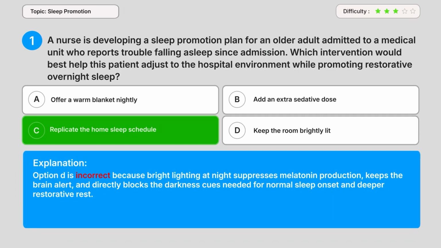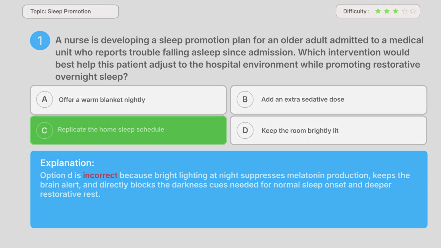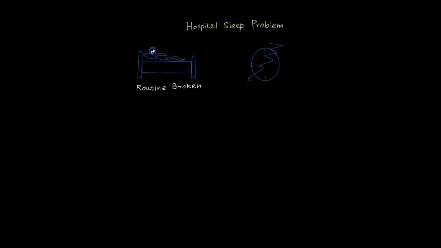Option D is incorrect because bright lighting at night suppresses melatonin production, keeps the brain alert, and directly blocks the darkness cues needed for normal sleep onset and deeper restorative rest. All right. Let's break down the core concept behind this question. Sleep trouble in hospitalized older adults is rarely about the bed itself. It is about the sudden break from the familiar routine the body has used for years to fall asleep.